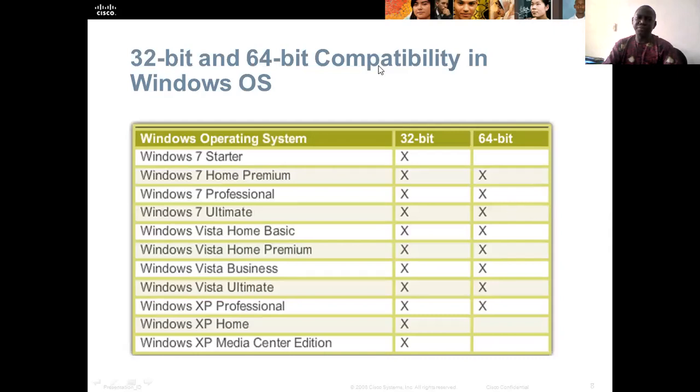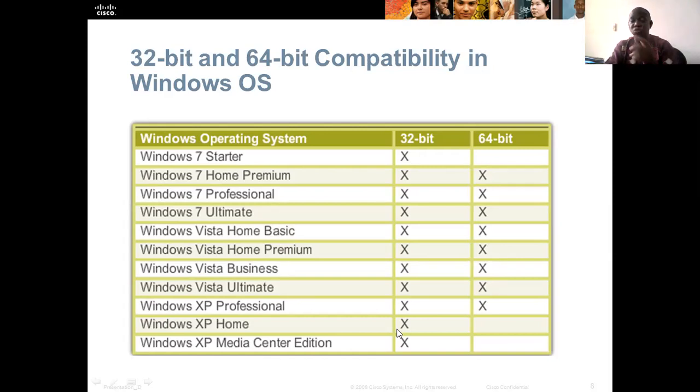Now let's look at the example here. The example we have here, let me not allow it to cover. As we look at the earlier release operating systems, we're looking at 32-bit and 64-bit compatibility in Windows operating system. Don't forget, we have talked about Linux, Unix, Mac OS. We are actually focusing on Windows here because Windows seems to be popular, especially in our part of the world.